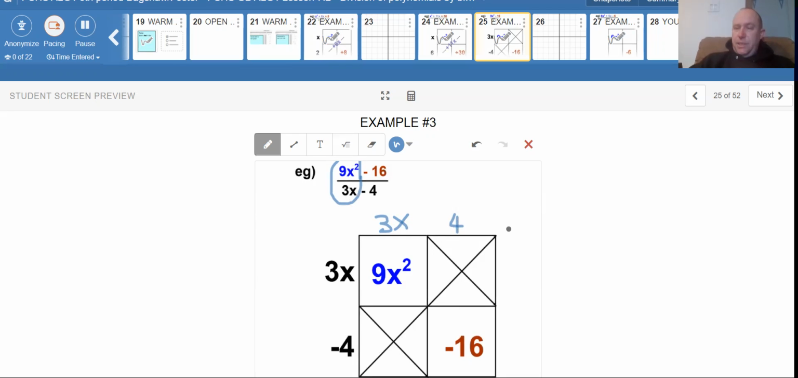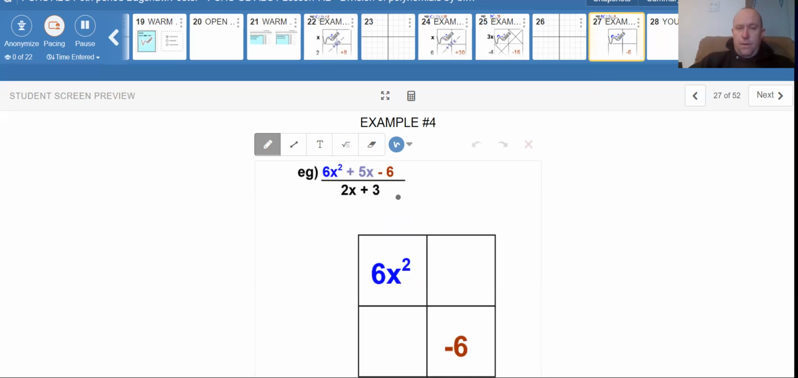And this is also much easier to do than when we were looking at the algebra tiles, trying to figure out on those more difficult questions, whether it was a negative tile or whether it was a positive tile. All right, last one. So this time, the grid we're kind of not even really using anymore, unless we want to check our answer, of course. So first terms, 6x squared divided by 2x is 3x. Negative 6 divided by 3 is negative 2.